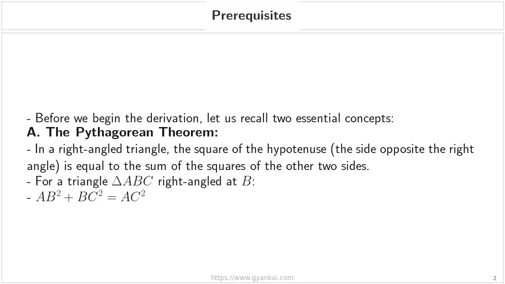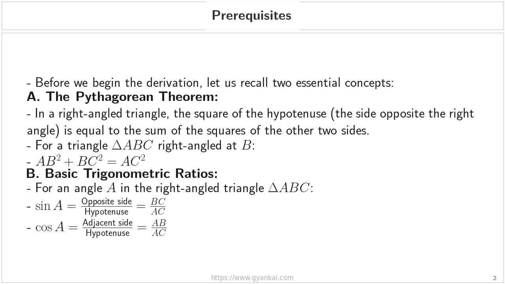First, let's look at the Pythagorean theorem. You might remember this from your geometry lessons. In any right-angled triangle, the square of the hypotenuse, which is the longest side, located directly opposite the right angle, is exactly equal to the sum of the squares of the other two sides. To put this into a mathematical formula, let's imagine a triangle, ABC, where the right angle is located at vertex B in this case. The theorem tells us that AB squared plus BC squared equals AC squared.